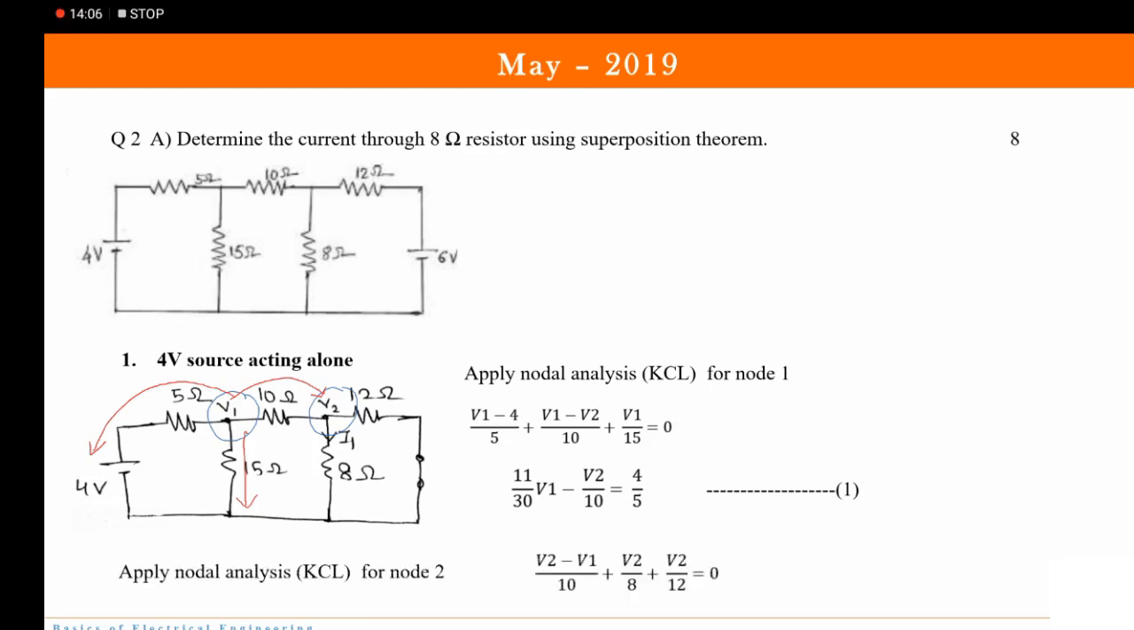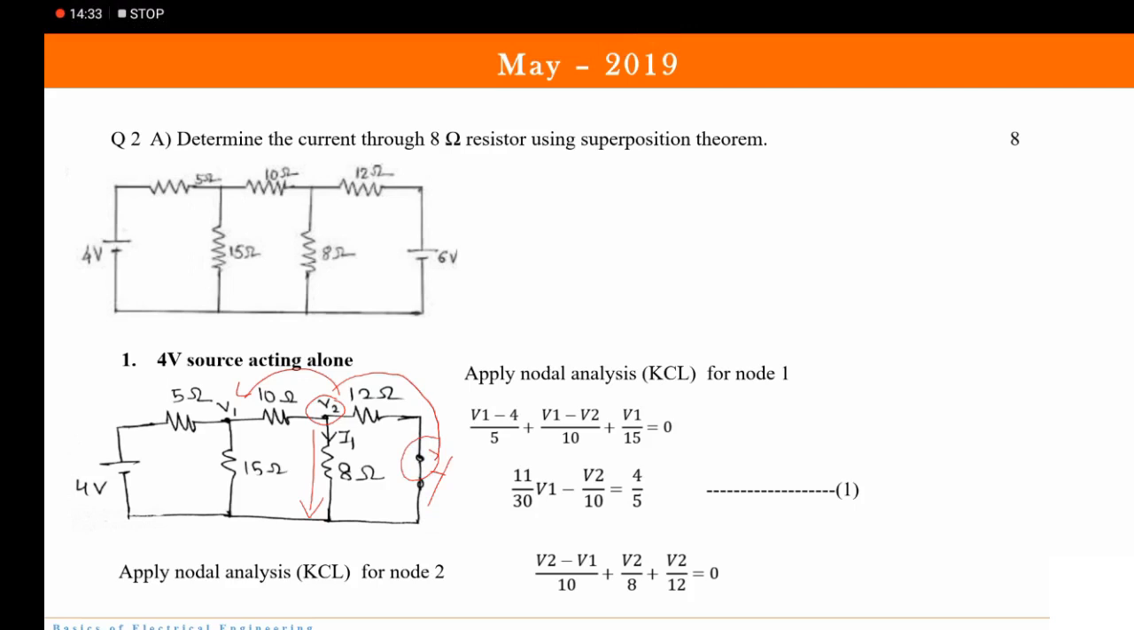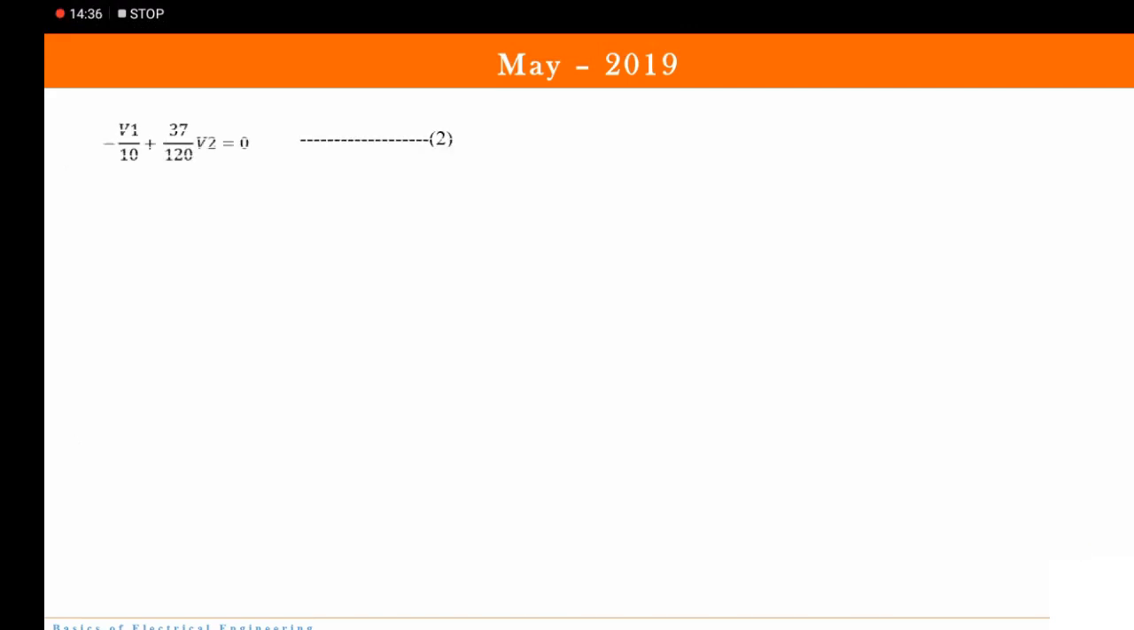Again, we will be applying the nodal equation at node number 2. So it becomes (V2 minus V1) upon 10. Similarly, next is V2 upon 8. And then of course V2 upon 12, because here we do not have anything. So it becomes V2 by 12, which is equal to 0. When we solve this equation, we get minus V1 upon 10 plus 37 upon 120 V2 equal to 0.